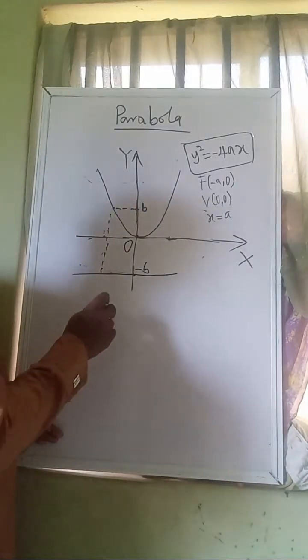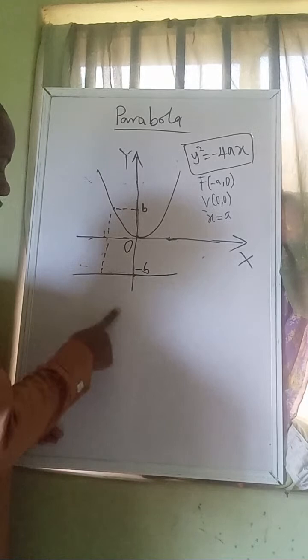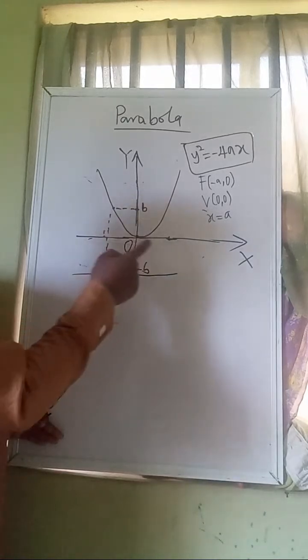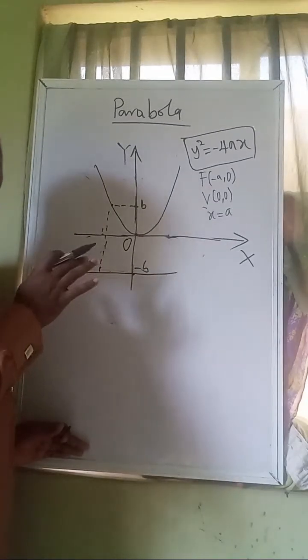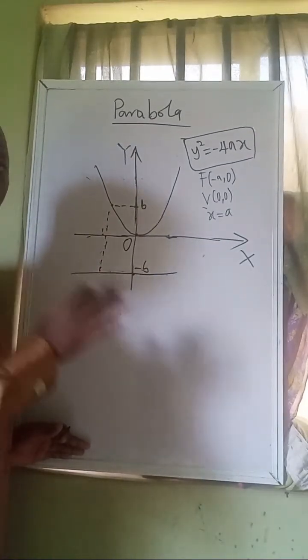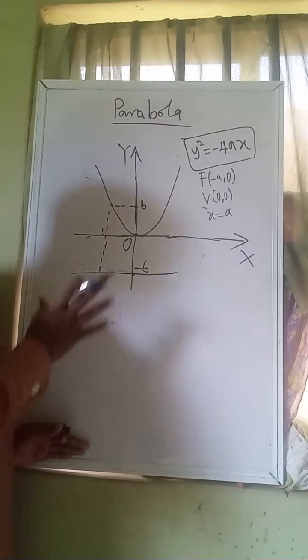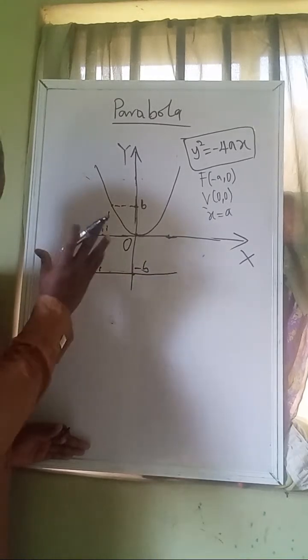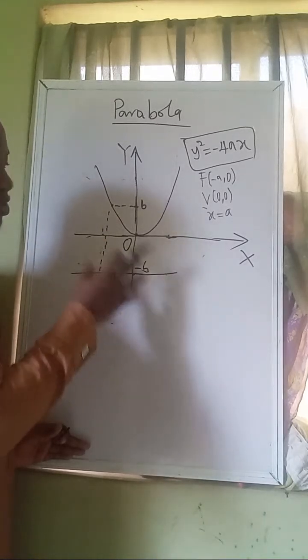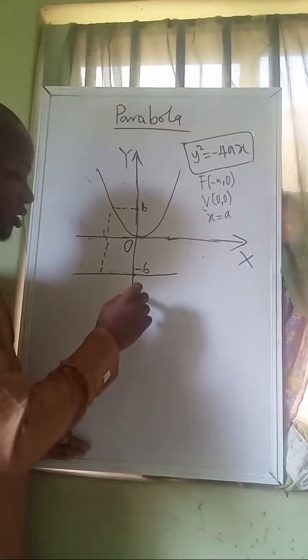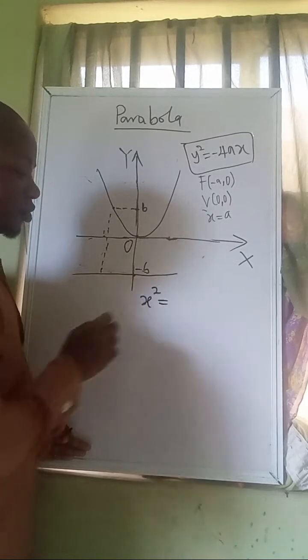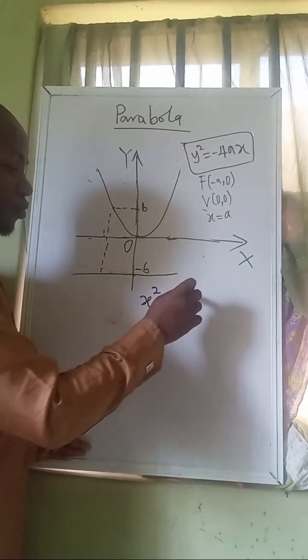So here, you will see the first one is facing towards the direction of x, that's why y is depending on x here. But in this case, this one is facing towards the direction of y, so x in this case will be dependent on y. So the parabola representing this type of equation will be x squared equals 4by.